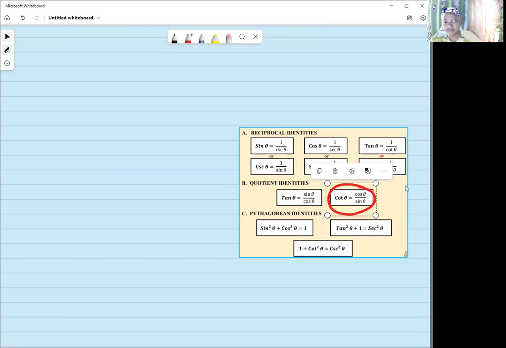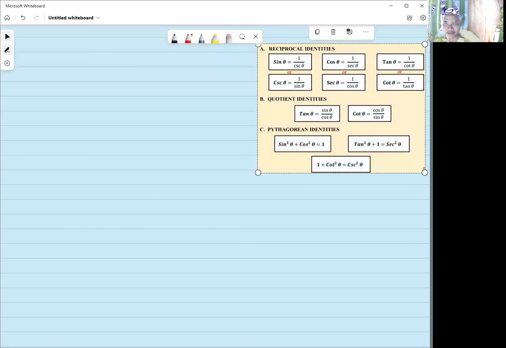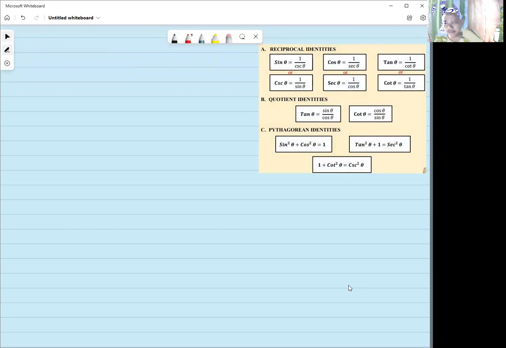Game. Let's have another one. The letter B in our trigonometric function. So let's have sine x plus cosine cotangent x. Oy, game. Paano kaya to? Game. What do you think should be done here?